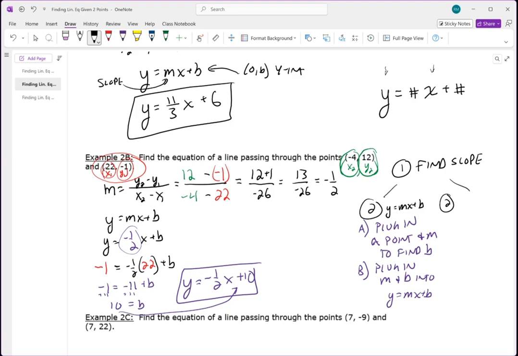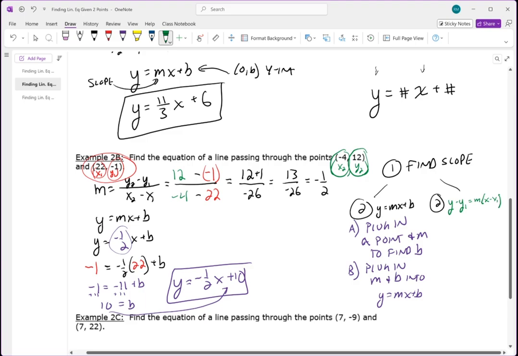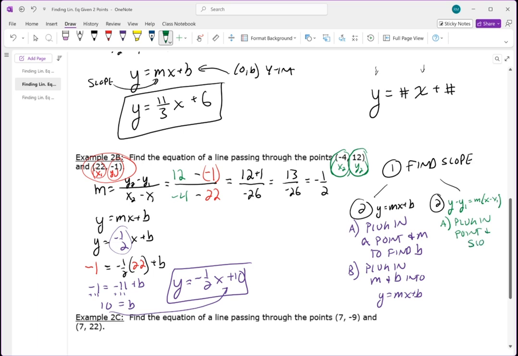Now, if you choose instead to use point-slope form, what we're going to do first is plug in our point and the slope. So we're going to do exactly the same thing that we did here. So we'll go ahead and we'll do it the other way right here. So I'm going to have my formula.